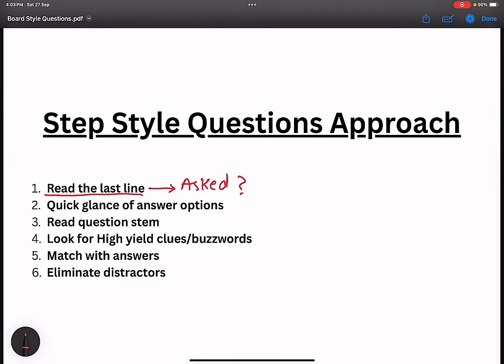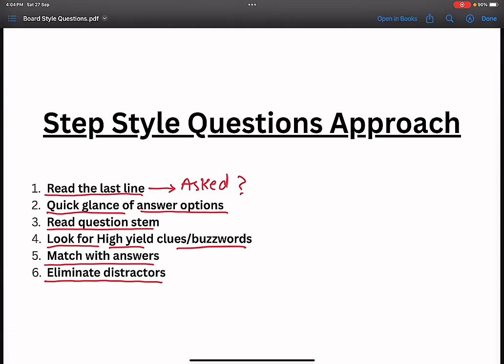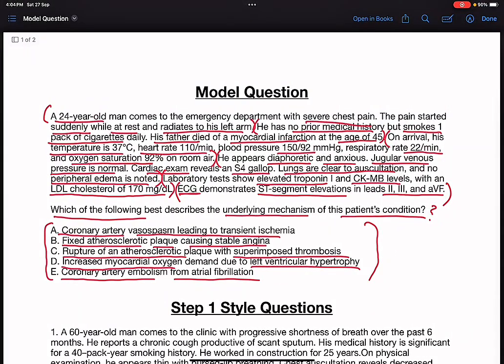Then go through the answer options, or have a quick glance at the answer options, so that when you are going through the question stem, you should look for clues related to the answer options. Then go through the question stem, look for high yield clues and buzzwords, then match them with answers, and at last eliminate distractors. Now let's solve some questions based on this approach.